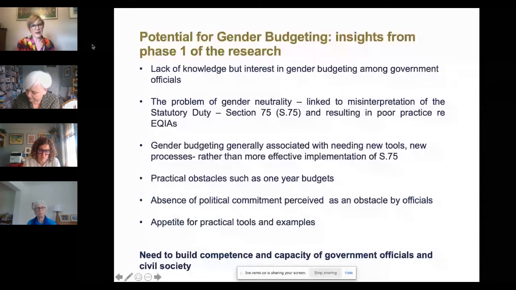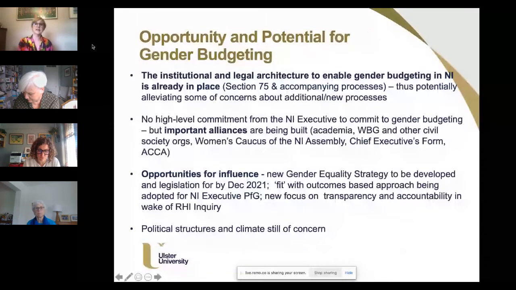So we do have the institutional and legal architecture to enable gender budgeting in Northern Ireland. Section 75 is not deficit legislation. The interpretation and application of it have been very lacking. But if that was addressed, this could be a very useful mechanism for gender budgeting. We don't yet have a high-level commitment from the executive, but I think progress has been made. Important alliances are being built.